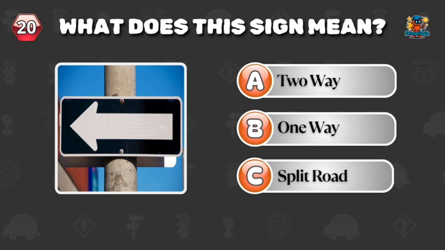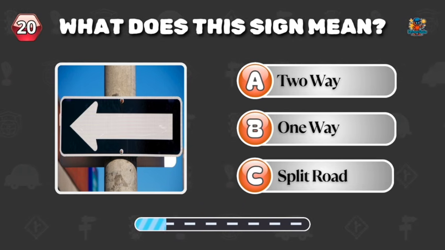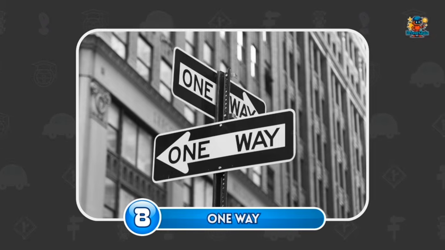Question 20. A. Two-way. B. One-way. C. Split road. B. One-way. Indicates traffic flows in one direction only. Do not enter from the other side.